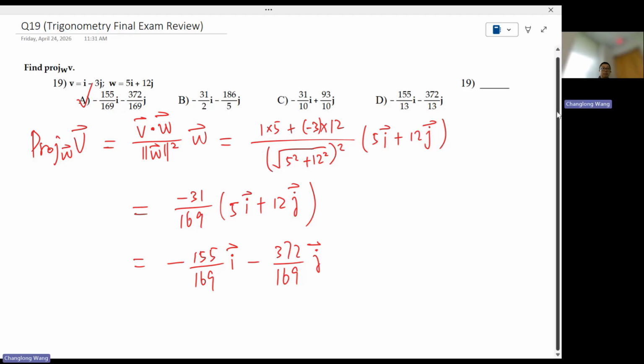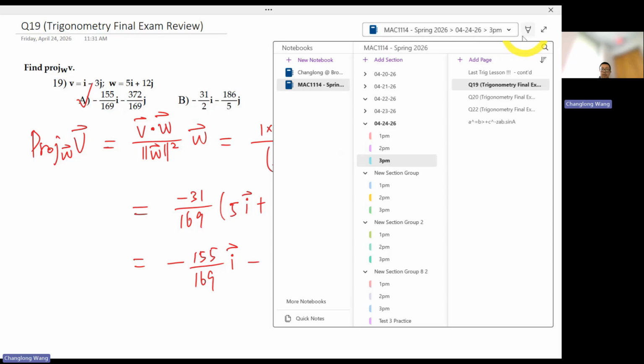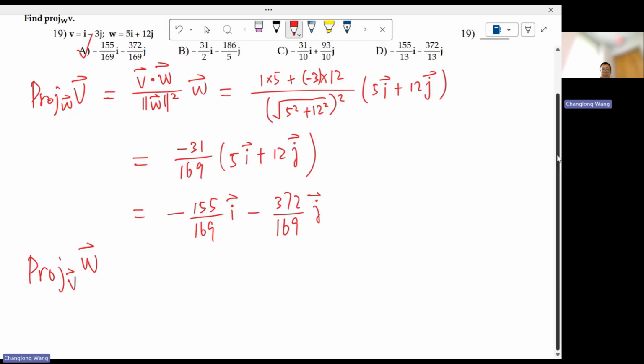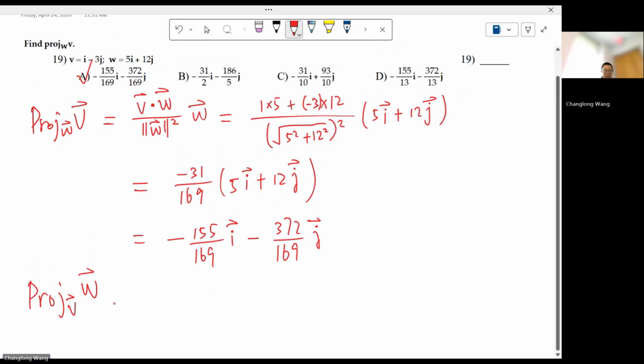The other subtlety is one of the students asked me, in my first or second, I think first period, what difference it makes if I do projection of W onto the V? Well, it's worth calculating to make sure you know that they're actually very different.